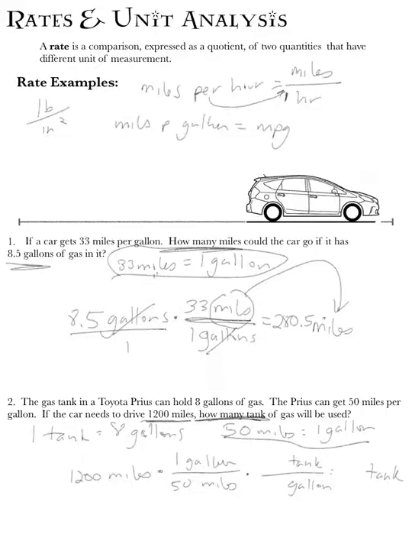And so this tells us that 1 tank equals 8 gallons. So now I cross canceled miles, I've cross canceled gallons, and I am left with tank where I want it. If I multiply across the top, if I multiply across the bottom, I get 50 times 8, which is 400, and 1,200 divided by 400 is 3 tanks of gas. A nice tidy answer.